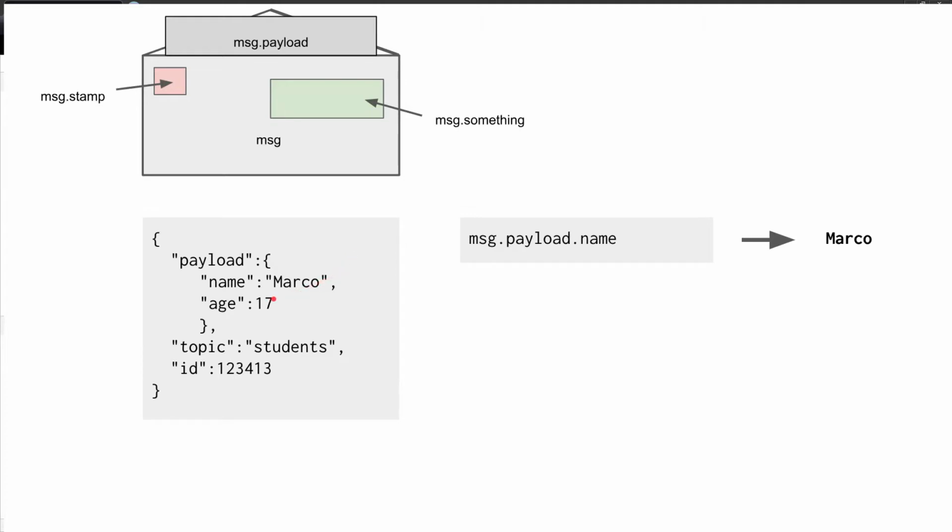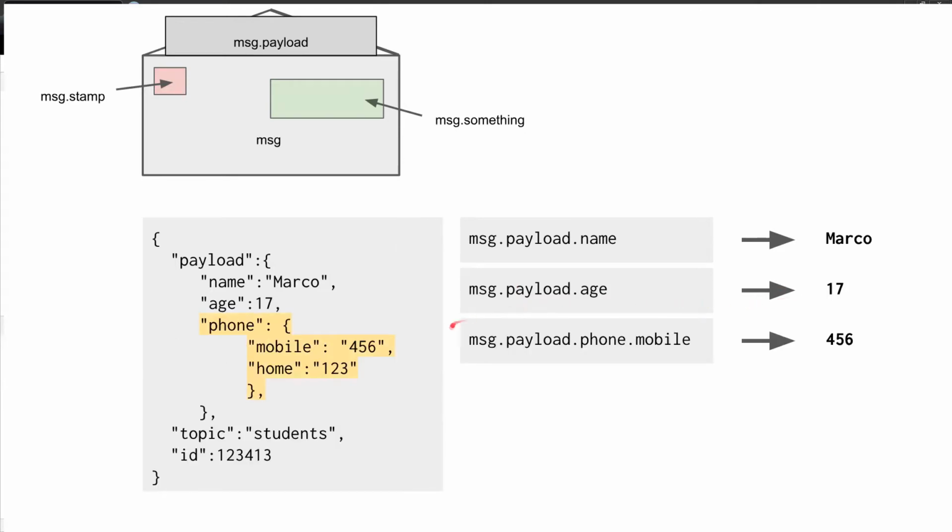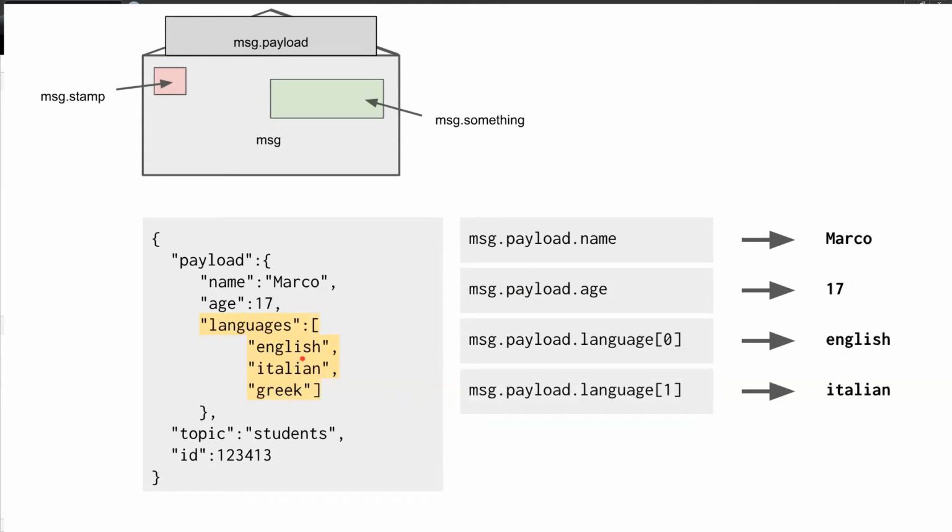As an example, here you see a message with three fields: the payload, a topic, and an ID. The payload in turn contains two fields, name and age. You can access this data using message.payload.name for accessing the name, or message.payload.age for accessing the age. A field of an object can also contain in turn an object, or a list of primitive data types, as well as a list of objects.